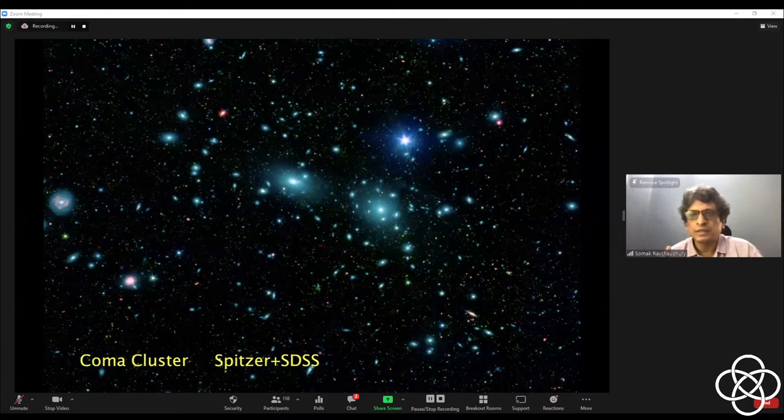Since I'm running out of time today, I'm not going to go into that calculation, but I'll start tomorrow with this calculation of how he found the mass of the cluster itself and found that there is much more dark matter in the Coma cluster, or in clusters in general.